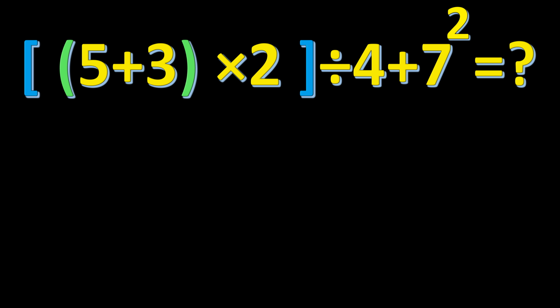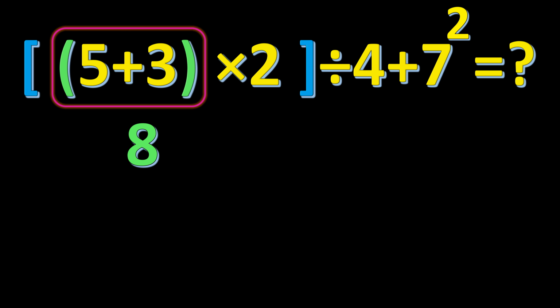Now, we've reached the question that 99% of people get wrong. Our expression includes parentheses, exponents, multiplication, division, and addition. According to the PEMDAS rule, we start by solving what's inside the parentheses. 5 plus 3 equals 8, and 8 times 2 equals 16.